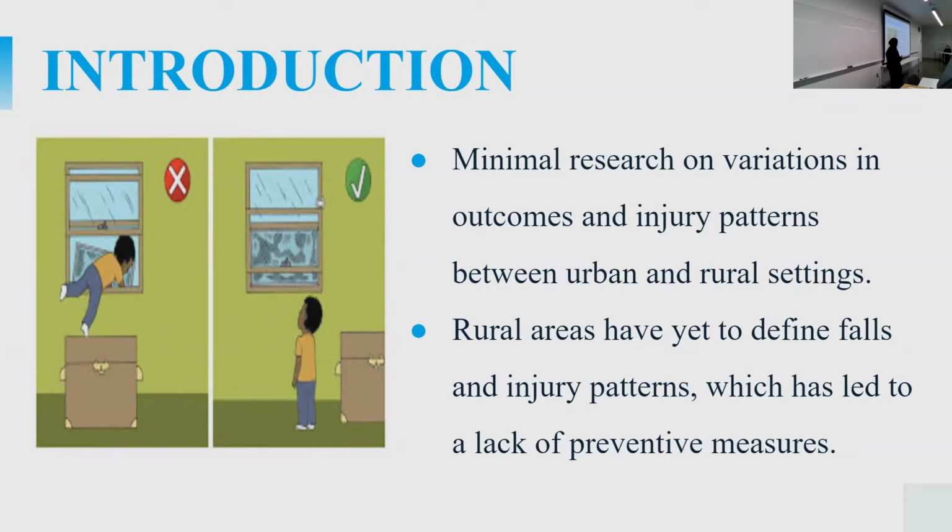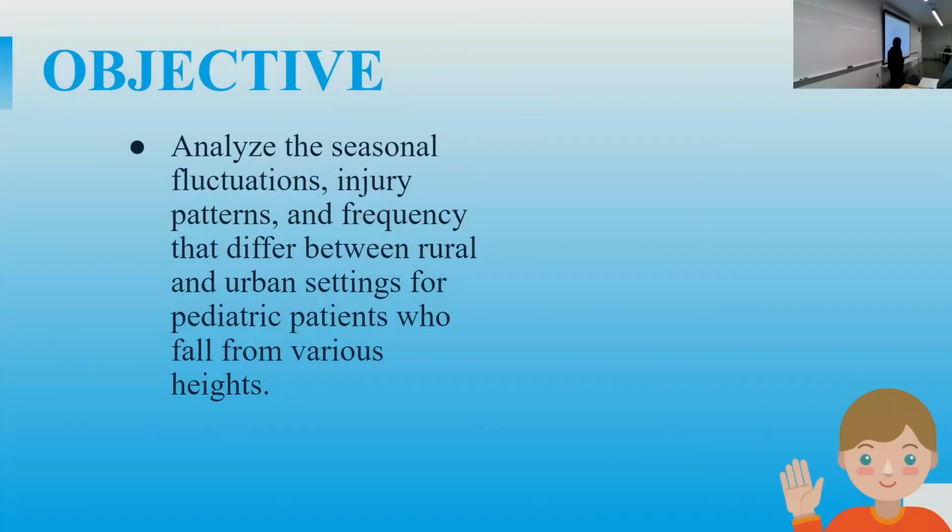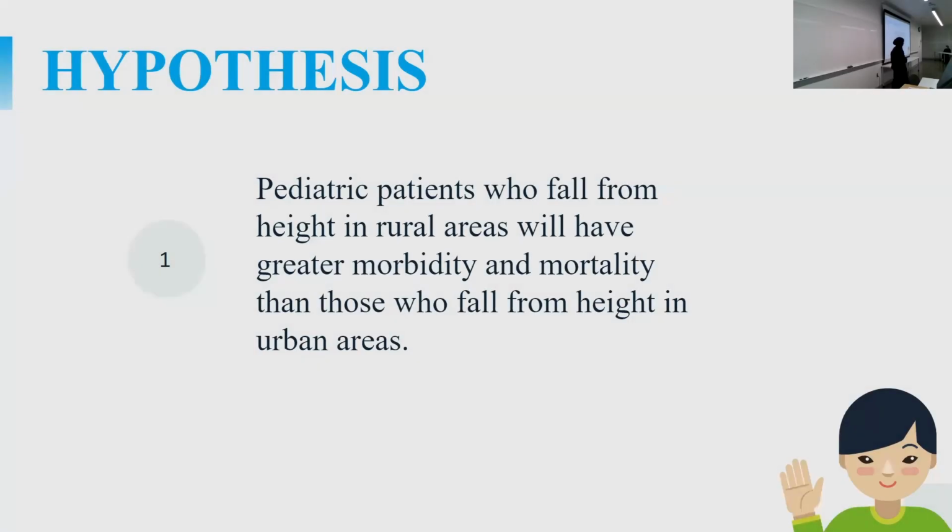This is very detrimental to this population because they live in an area where they don't have that much access to level 1 or level 2 trauma hospitals, which means that if a child were to get injured, they would have to get transferred to an urban center, which would negatively affect their outcome. Which is why we aim to analyze the seasonal fluctuations, injury patterns, and frequencies that differ between urban and rural settings. We expect that pediatric patients who fall from height in rural areas will have a greater morbidity and mortality than those who fall from urban areas.